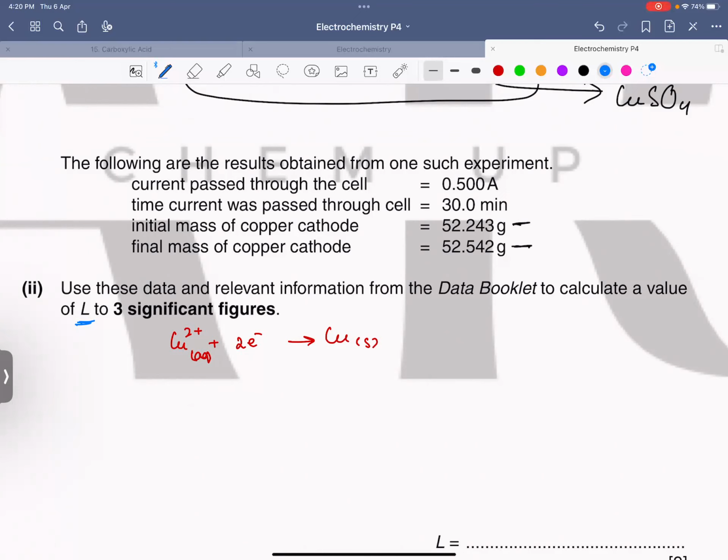What is the mass of 1 mole of copper? No, it's not that. It's 63.5.